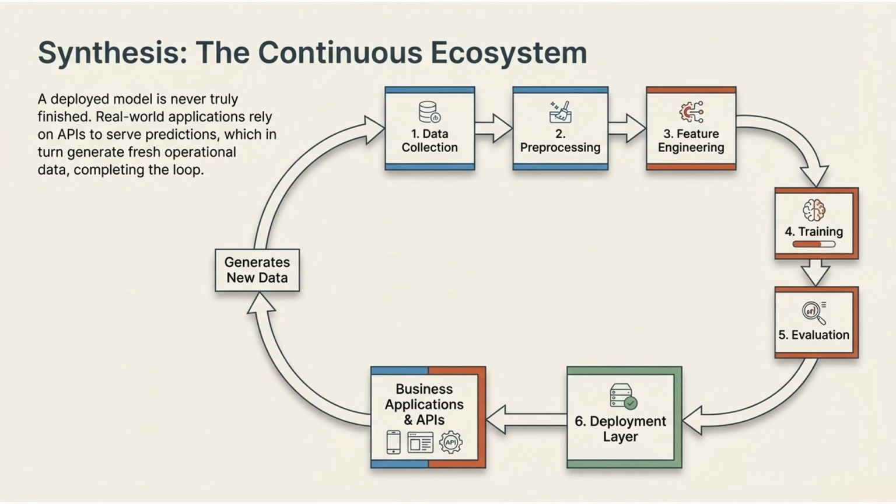Once a model is deployed, it continues to generate predictions. These predictions generate new data, which can be used to improve the model further. This creates a continuous loop where the system keeps learning and improving over time. This cycle is essential for building intelligent systems that remain effective in changing environments.